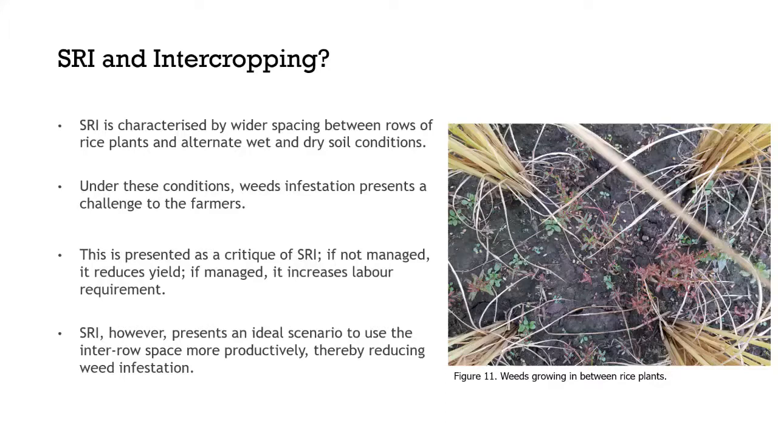Otherwise, if we do not grow anything in between the crop rows, as you can see in the picture, there's a huge problem of weed infestation. Weeds grow because dry or not flooded soil provides enough space and enough dry condition for them to grow. And this needs to be either weeded manually, or the other solution could be to grow something there which would be more economically beneficial for the farmers, as you can grow another crop and you'd require less labor and less time to deal with the weeds. So yeah, SRI provides an ideal scenario for such an intervention, and we'll see how it works.